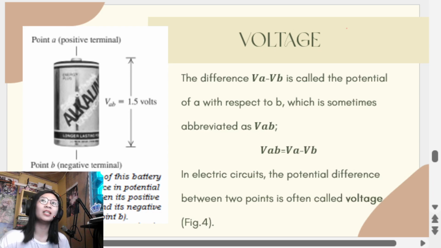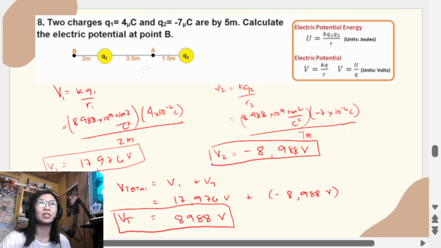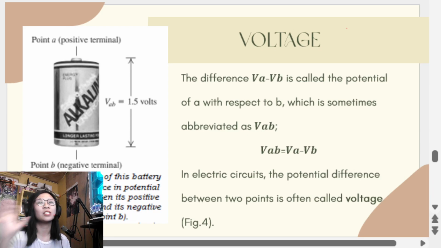Remember, the battery will not work if the positive and negative terminals are not connected. Once they are connected, that is when you have voltage, because your charges flow. So voltage is actually the potential difference. We will discuss more of this when we get to circuits, or current, or Ohm's law.